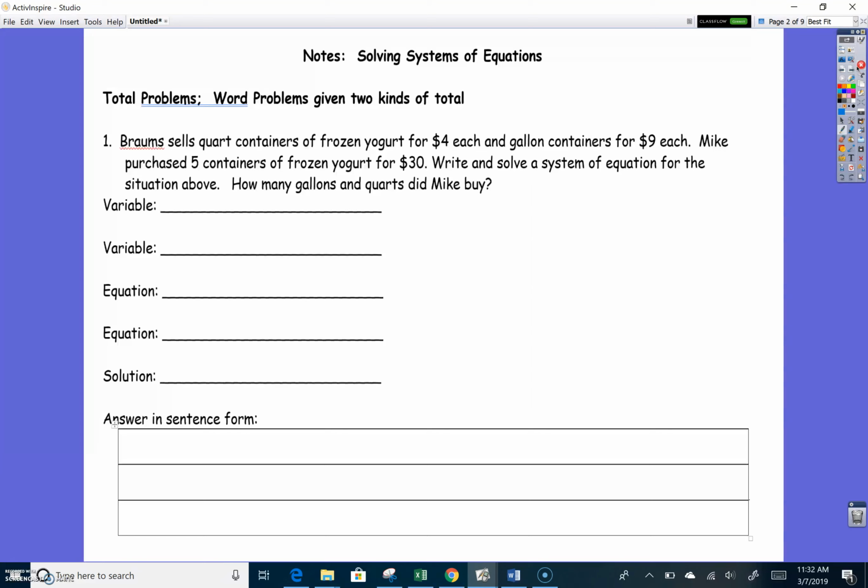So what's going to be our variables? There are 2 things that they ask us to find, right? The gallons and the quarts. So I'm going to use G for gallons and Q for quarts.